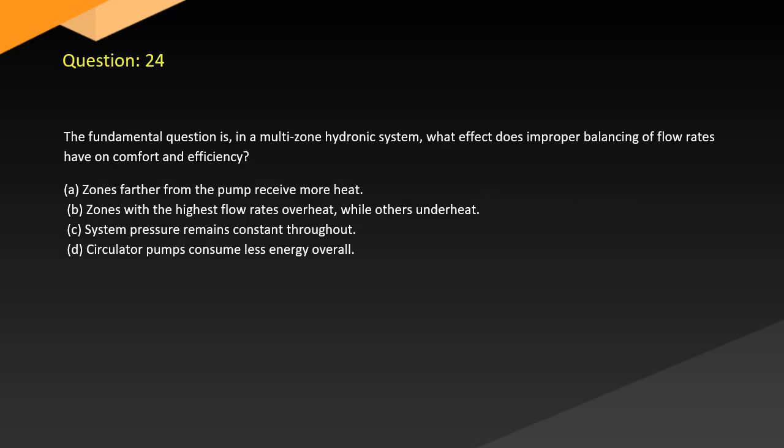Question 24. The fundamental question is, in a multi-zone hydronic system, what effect does improper balancing of flow rates have on comfort and efficiency? A. Zones farther from the pump receive more heat. B. Zones with the highest flow rates overheat, while others underheat. C. System pressure remains constant throughout. D. Circulator pumps consume less energy overall.